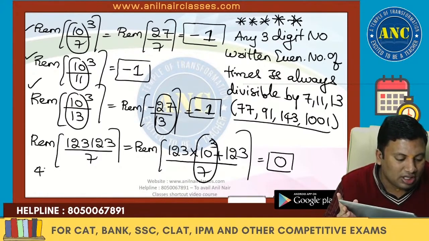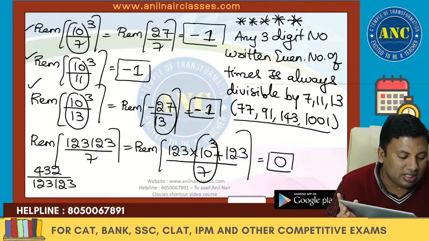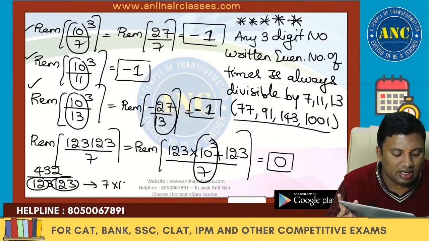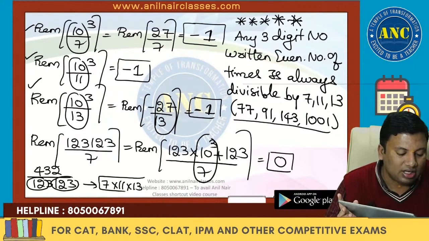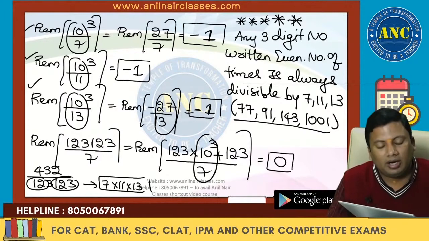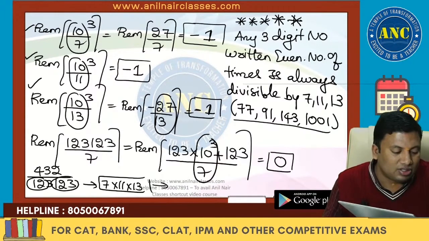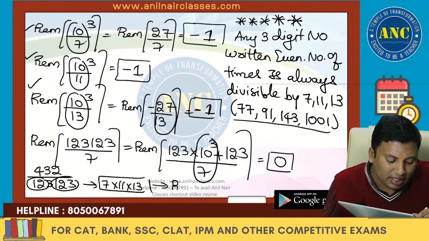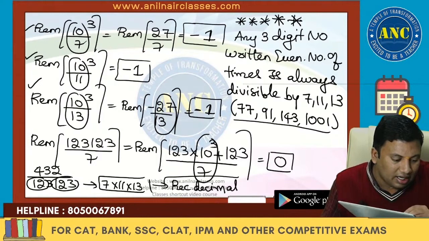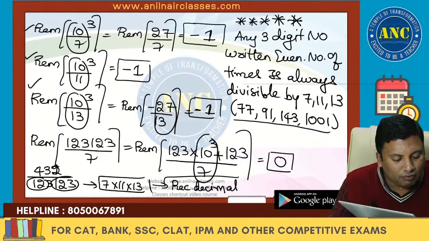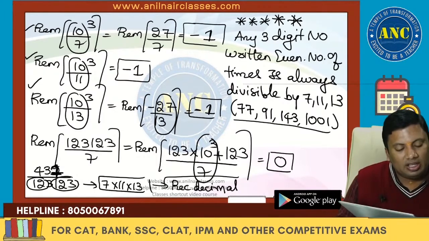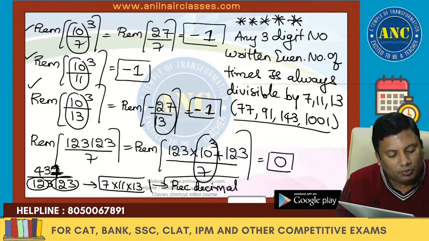Now 432 divided by 123123. This is a three-digit number written 2 times, so it is divisible by 7, 11, 13. The denominator has a prime factor other than 2 and 5, so the answer will give a recurring decimal. You make it 431, sir, otherwise it will again become a multiple of 3. Change the question to 431. I hope the idea is clear.